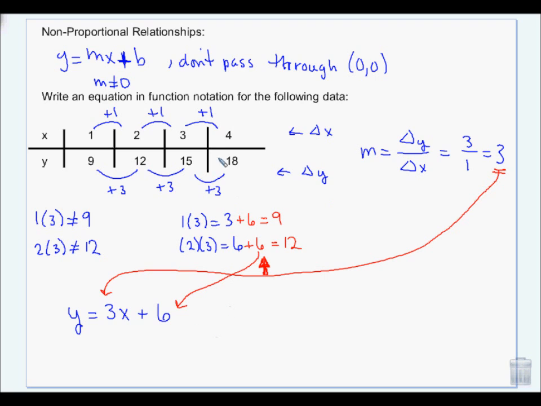Now, function notation. Standard notation, function notation. All you have to do to put it into function notation is replace the y with f of x. So this is function notation, and this is standard notation.